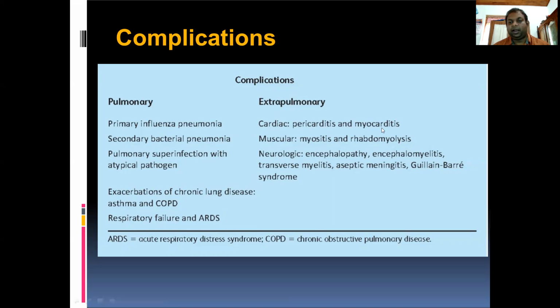Extrapulmonary: cardiac, pericarditis and myocarditis can develop. Or muscular, myositis and rhabdomyolysis. Neurologically, it can go to encephalitis, encephalomyelitis likewise. Pulmonary, further it can develop lung abscess, pleural effusion, thinking local and systemic.